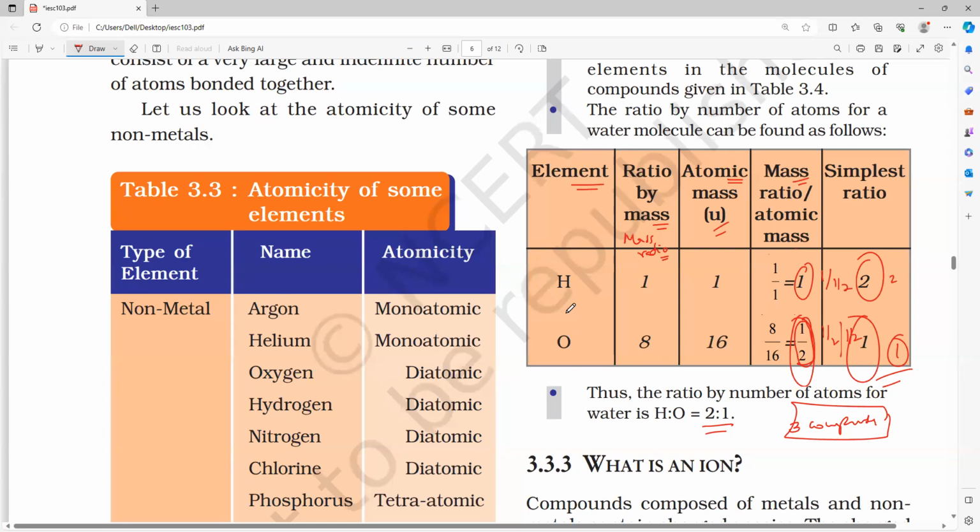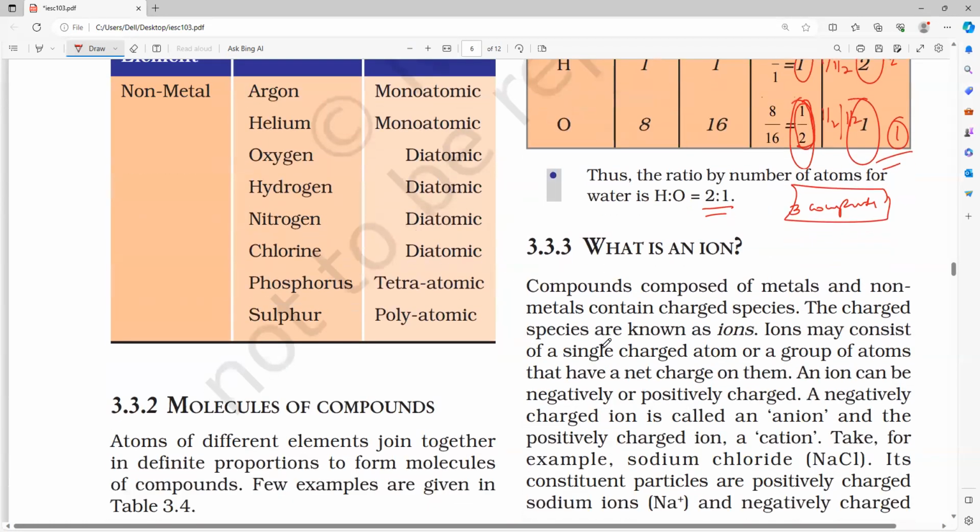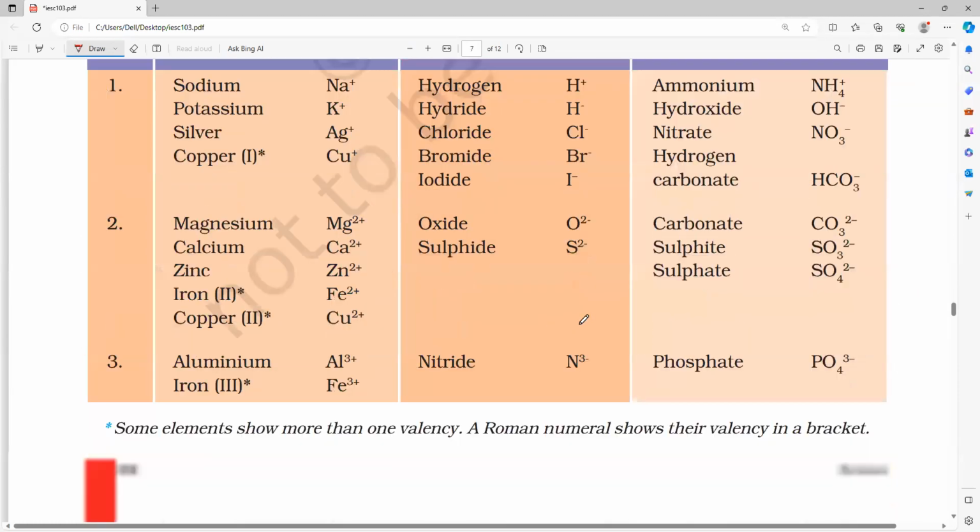Next, tomorrow we are going to start ions. So this is about molecules of compounds, finding the mass ratio, finding the elemental ratio. Elemental ratio means empirical formula. Then tomorrow we'll start what is an ion and how the ions will form. All those things we'll discuss in tomorrow's class. And after that, I will teach the chemical formula.